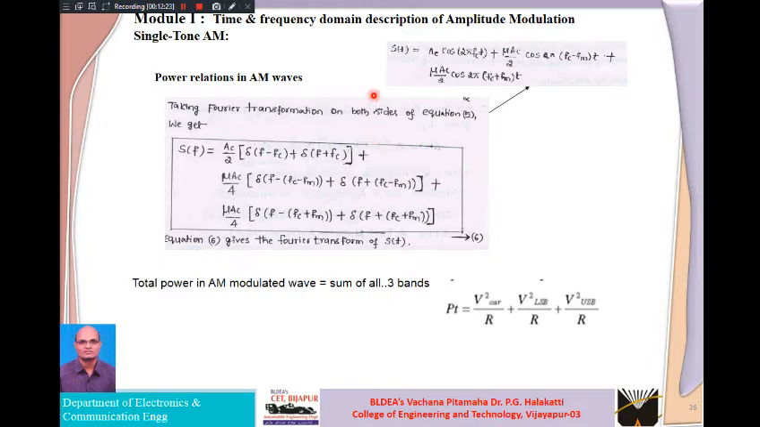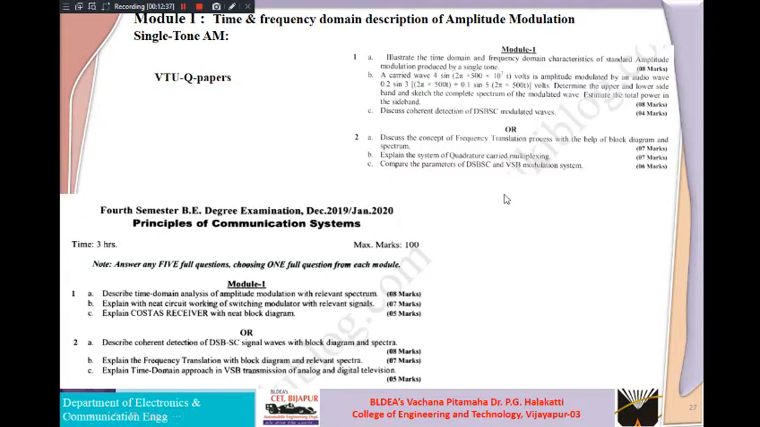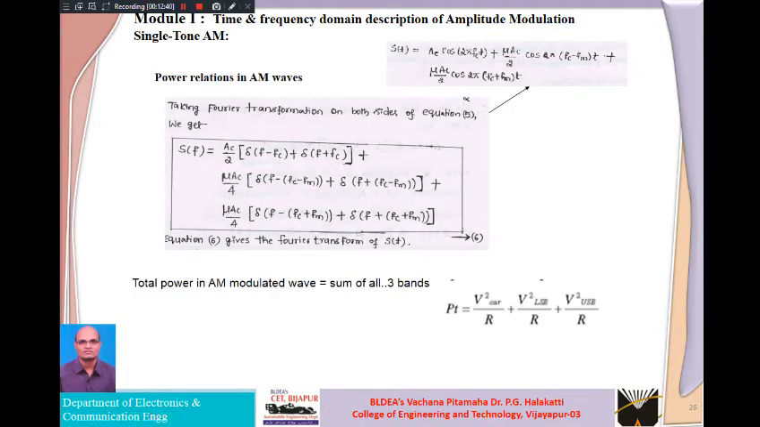So this derivation with the time and frequency domain description of AM for single tone AM is very important as far as the power relations are concerned. Apart from that, you also have to focus on small derivations, like the modulation index in terms of maximum and minimum amplitude, and these power relation derivations. Even at the end of the time and frequency domain description of AM for single tone, we did some small derivations. Those also you can go through. Somebody had asked how to get the Fourier transform. That point is now clear, I think.